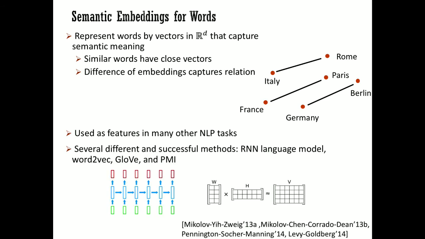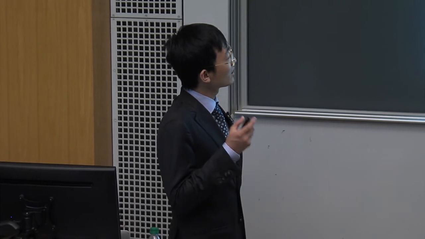What we found theoretically surprising is that there are several different and successful methods that can produce these embeddings with these desired geometrical properties. And these methods are kind of different. There are RNN language models and word2vec, which are based on RNNs, and GloVe and PMI, which are based on matrix factorization. So the question that we want to understand is why these different methods can produce successful embeddings even without enforcing these properties explicitly.